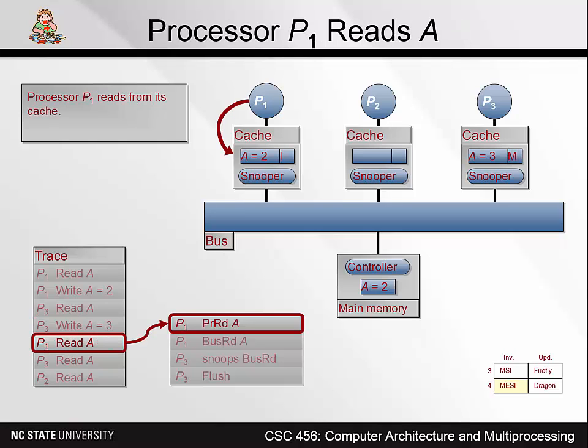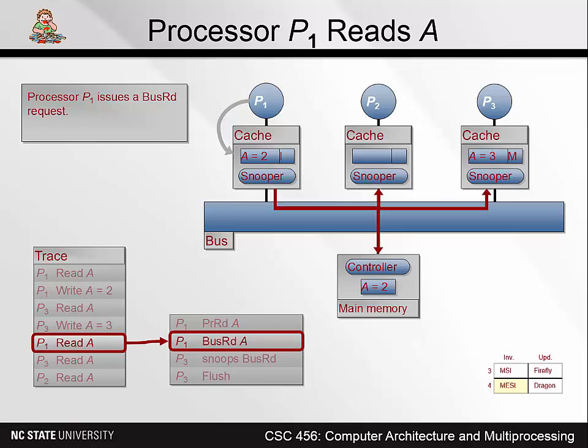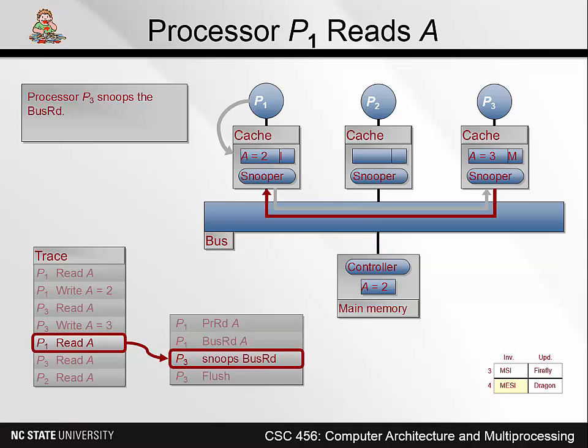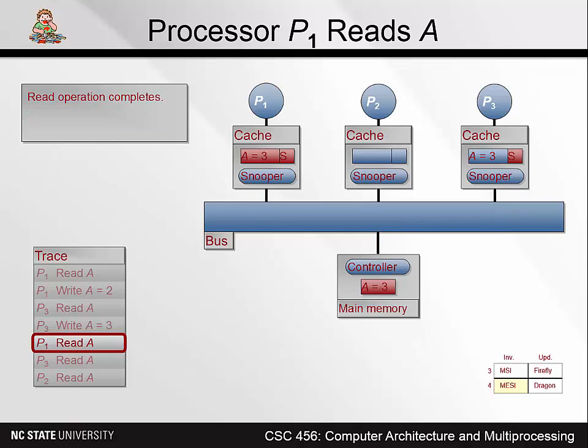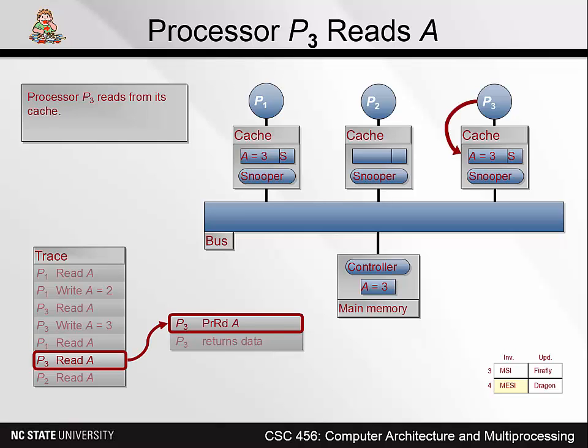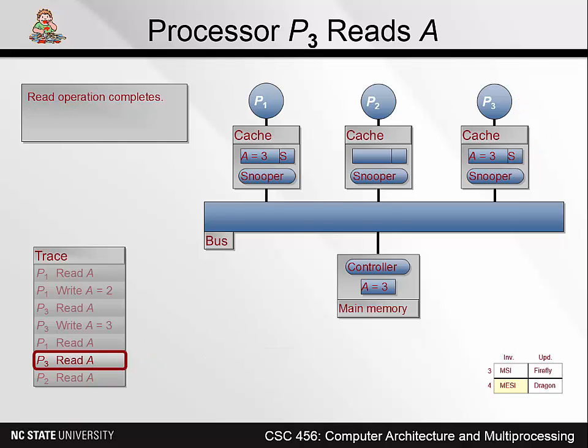Now P1 tries to read the value of A from its cache. But since its copy is invalid, it needs to issue a bus read to read it. P3 snoops this bus read and flushes the block out over the bus where it is picked up by P1's cache. The read operation completes. Now P3 reads A from its cache. This is a cache hit, so the cache simply returns the data. No bus transaction takes place.